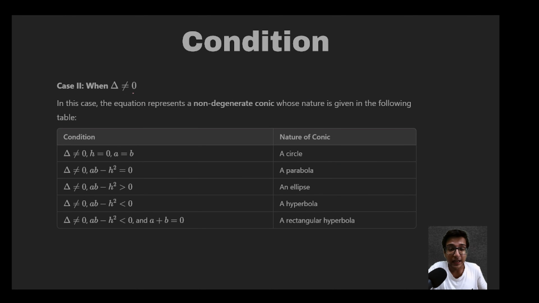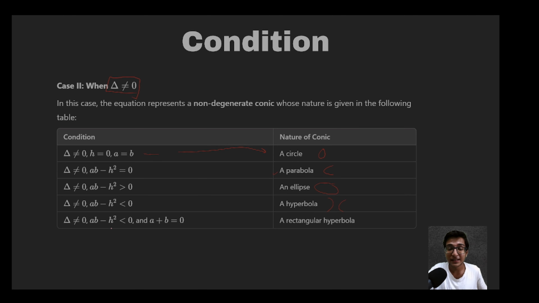Now another thing, if delta is not equal to 0, our second case, then what can we conclude from here? If delta is not equal to 0, H is equal to 0 and A equals B, this I had told you in the first slide, it will equate to a circle. If AB is equal to H square, then it is a parabola, which looks like this. If AB is greater than H square, then it equates to an ellipse. If AB is less than H square, then it equates to a hyperbola.